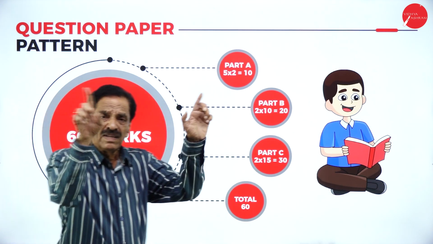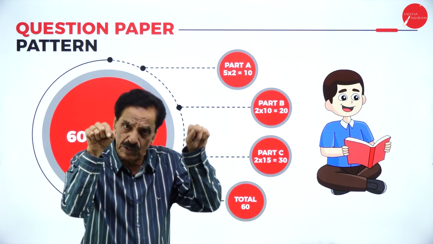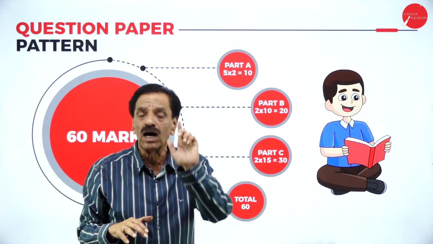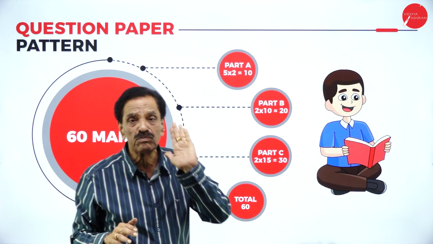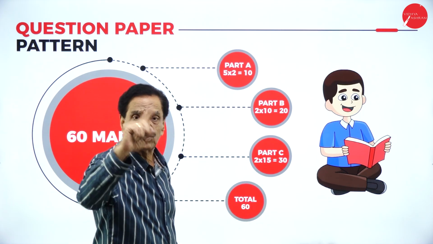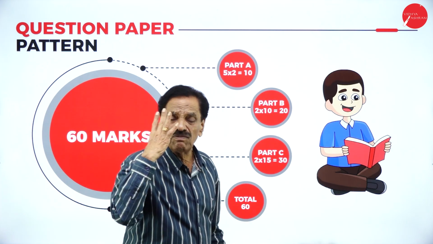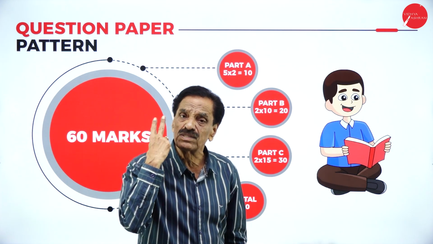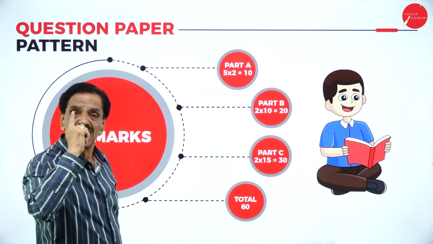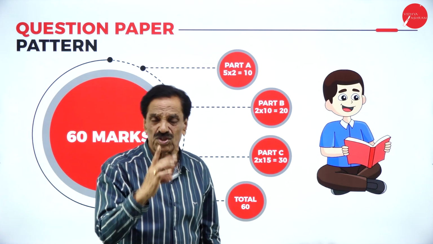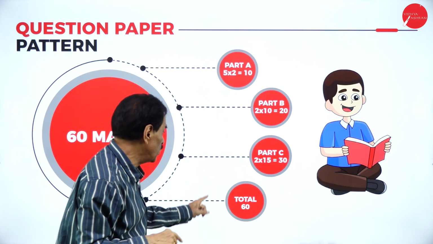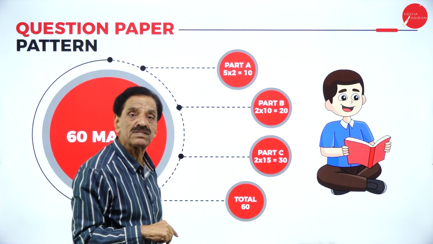I will repeat. The pattern of the question paper goes for 60 marks. You have to answer 2 marks questions, 5 out of 7. So 5 into 2, 10 marks. Section B, we ask 4 questions. You have to answer any 2, each carrying 10 marks. 10 into 2 is 20. Section C, we ask 4 questions, 1 theory, 3 problems. You can select any 2, 15 into 2, 30, totally 60 marks coverage.